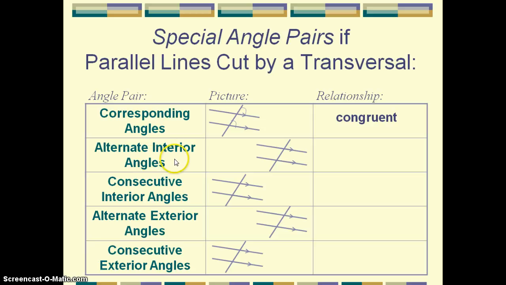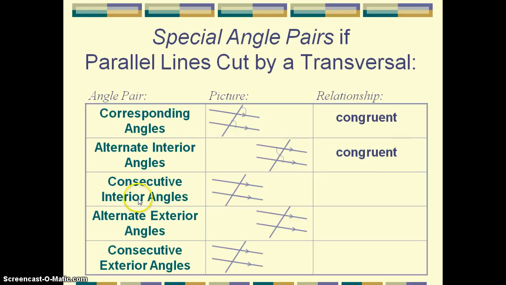Next, we have alternate interior angles. These are going to be on opposite sides of the transversal. That's where the alternate comes from. And they are going to be on the inside of the parallel lines. That's where the word interior comes from. The relationship between these two angles is that they are also congruent.